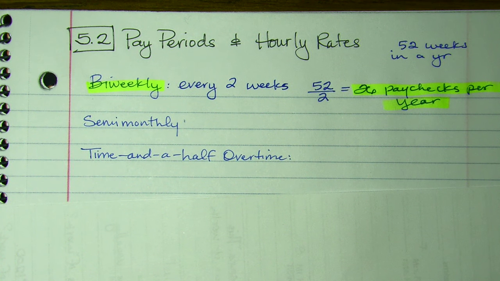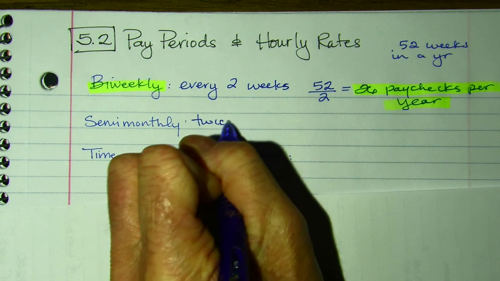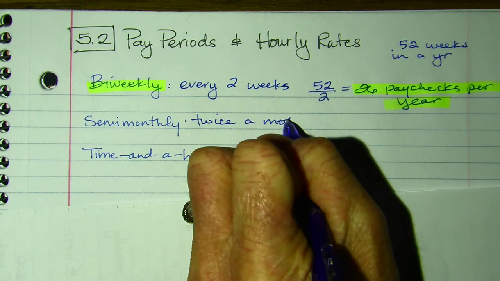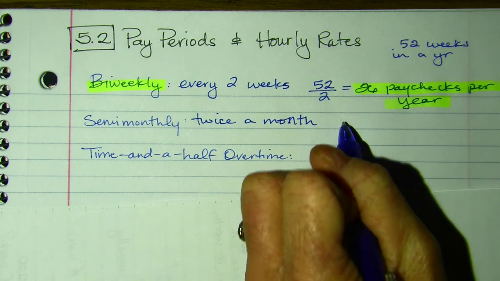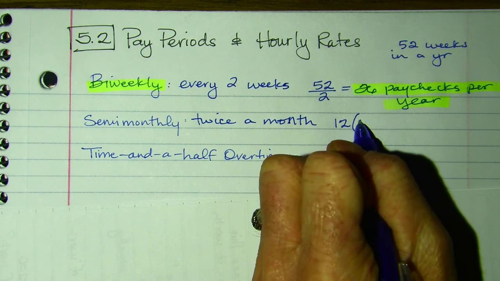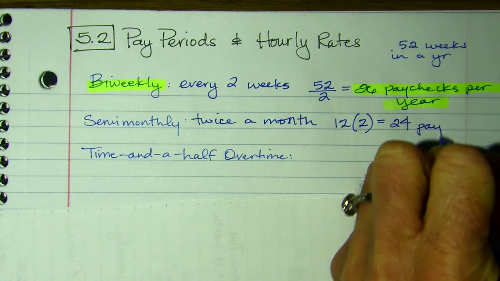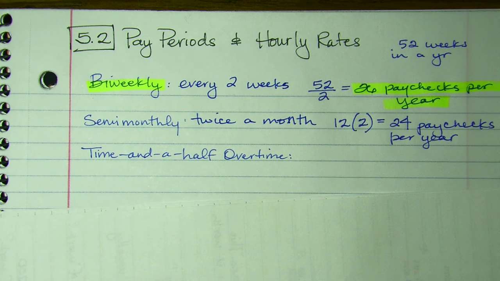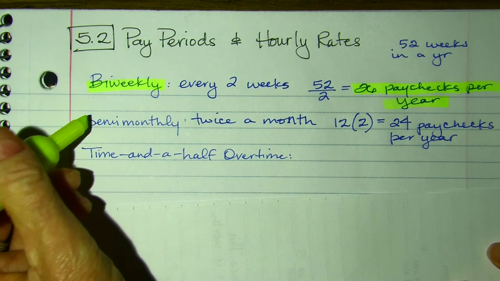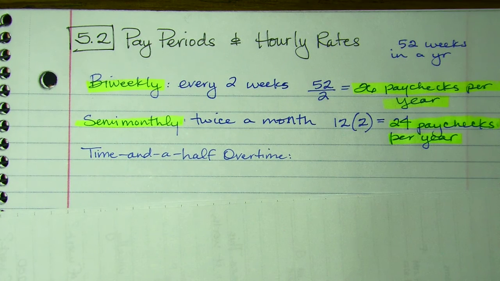The second most common is semi-monthly, and that would mean twice a month, which you would think would be the same thing, but it's actually not. If there are 12 months in a year and I get paid twice a month, then in that case there would be 24 paychecks per year. Okay. If you're paid every week, then that would be 52. But that is not as common as the other two.